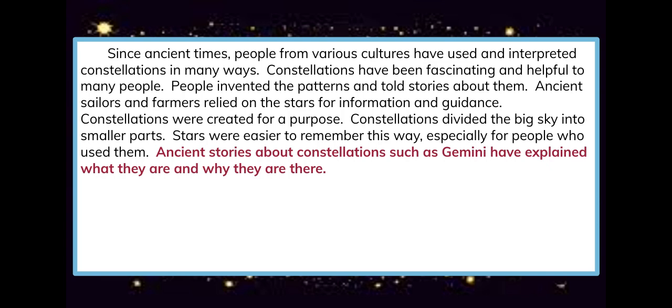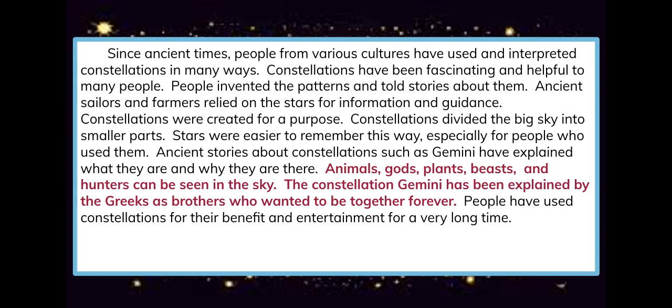There are 4 details in our windows that give examples of different stories. Let's try to combine these into 2 sentences. While you're working on your 2 sentences, I'll work on my 2 sentences so that we can each make our writing our own. Animals, gods, plants, beasts, and hunters can be seen in the sky. The constellation Gemini has been explained by the Greeks as brothers who wanted to be together forever. What did you come up with?